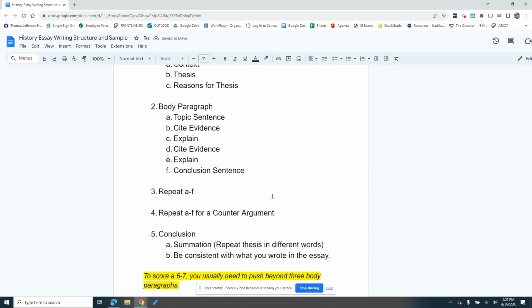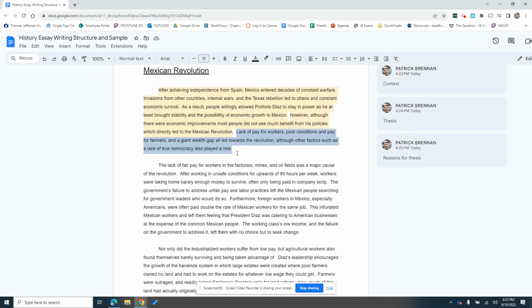Okay, so now our structure here should be topic sentence, evidence, explain, concluding sentence. So let's just go in order of how I previewed the essay. The lack of fair pay for workers. And this is an easy way to set up your essay. If you have it here, just take those words and put them in the opening sentence. Mines and oil fields was a major cause of the revolution. So here we have a topic sentence. Everything in this paragraph needs to be about issues concerning fair pay for workers.